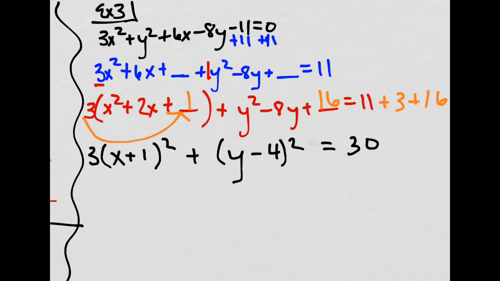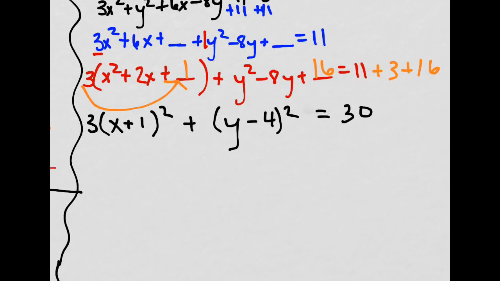In our formula, though, what's the number on the right always? What is it always equal to? 1. So I'm going to have to get this number over here to be a 1, and what I need to do is divide by 30. But if I divide by 30 on the right, I have to divide everything by 30 on the left. So I'm going to divide this by 30 and this by 30.